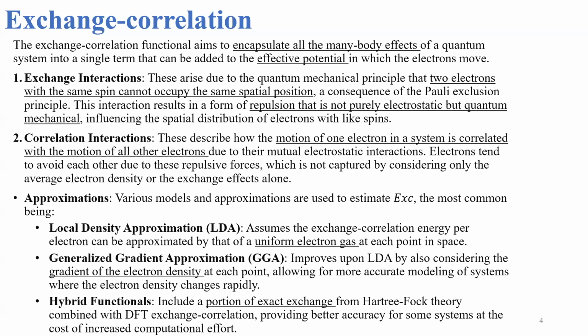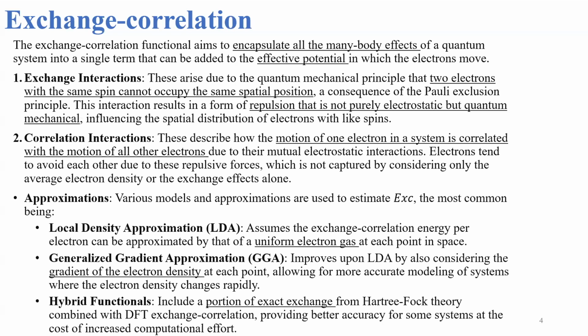When you say exchange interactions, these arise due to the quantum mechanical principle that two electrons with the same spin cannot occupy the same spatial position, as a consequence of the Pauli exclusion principle. So this interaction results in a form of repulsion that is not purely electrostatic. You know, like charges repel and unlike or opposite charges attract each other. But there's more to that in the quantum mechanical picture, and that's why exchange interactions are important.